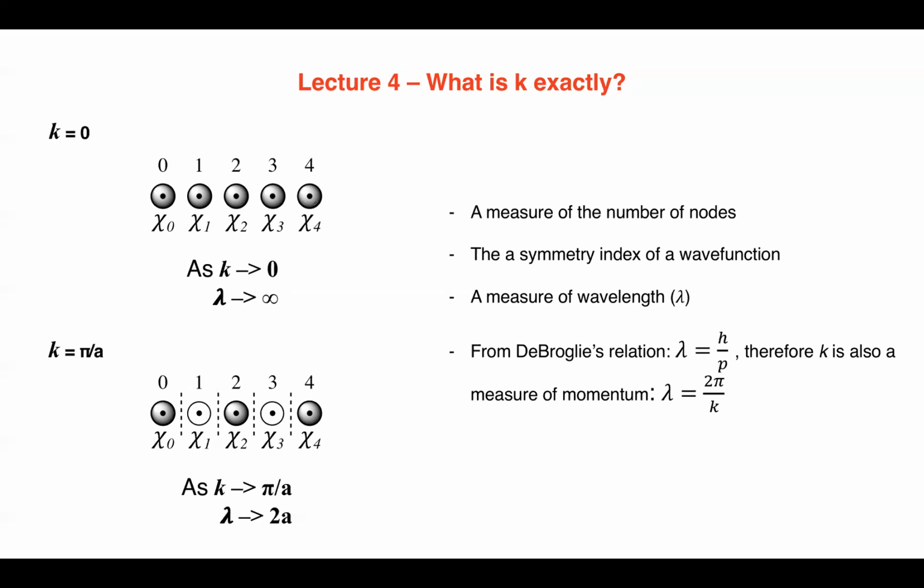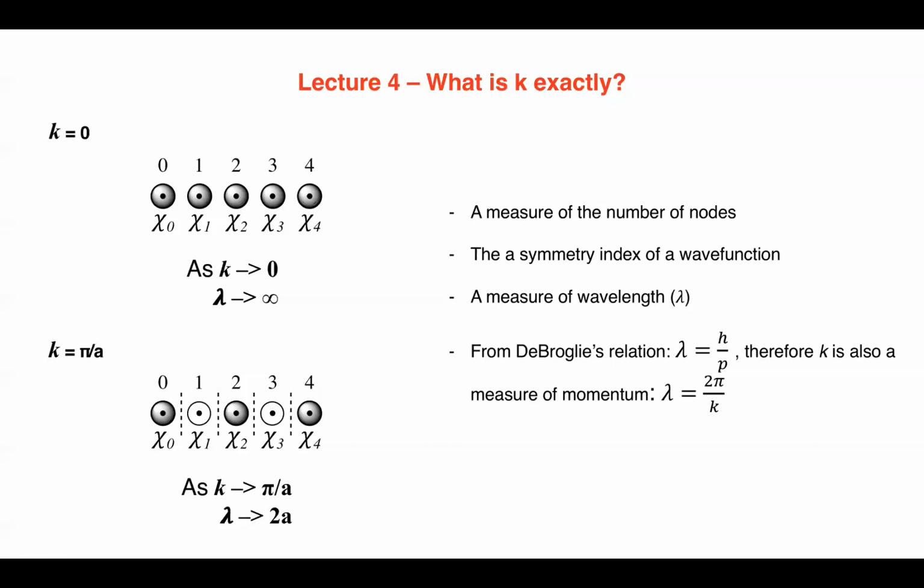As you go towards pi over a, what does the wavelength become? Well, it becomes 2a, right? So the wavelength would be defined as, say, the peak to peak distance, which is 2 unit cells in this example. And so the wavelength of this wave function, pi over a down here, is the separation between, say, chi1 and chi3, or chi0 and chi2. That value of 2a is the wavelength of this wave function.